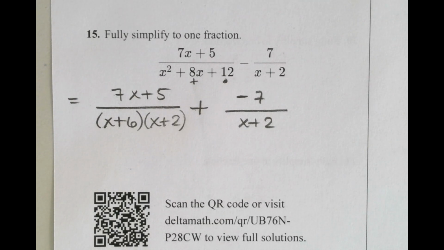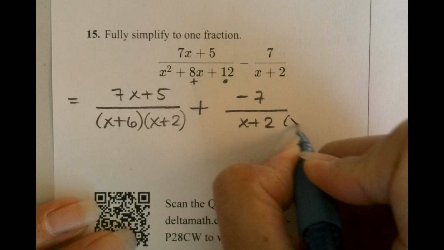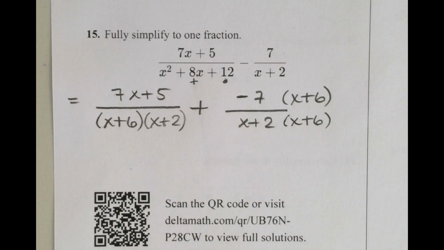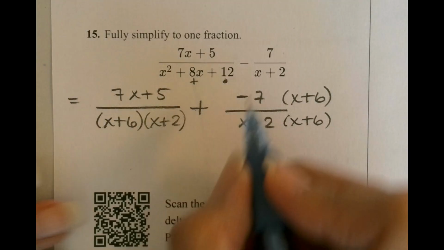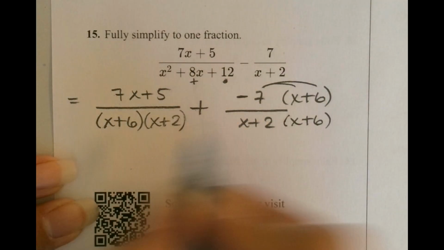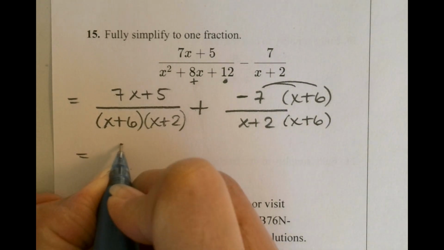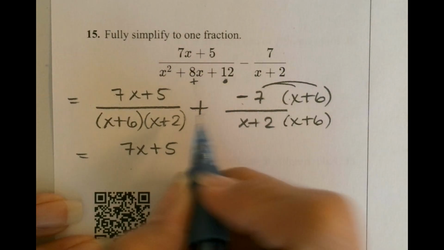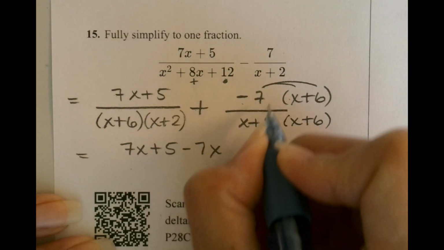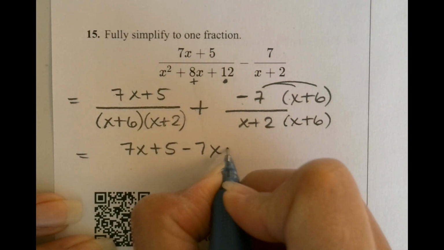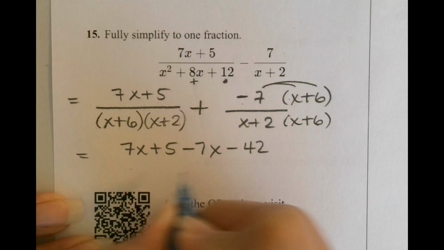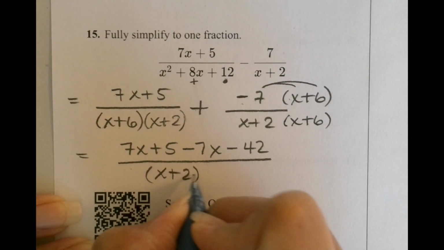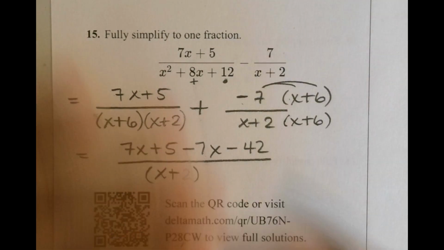Multiply by x plus 6. All right, multiply by x plus 6. So whatever it is that we're missing, just multiply top and bottom. And then we just do the typical arithmetic. So first one, we didn't do anything. 7x plus 5. Negative 7 times x is negative 7x. Negative 7 times 6 is negative 42. And then I'm just going to put it over our common denominator. So, not that it matters, but I'll be consistent.